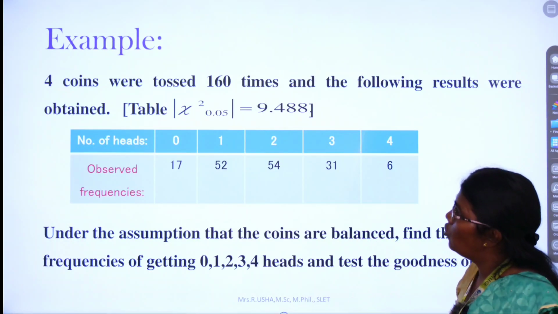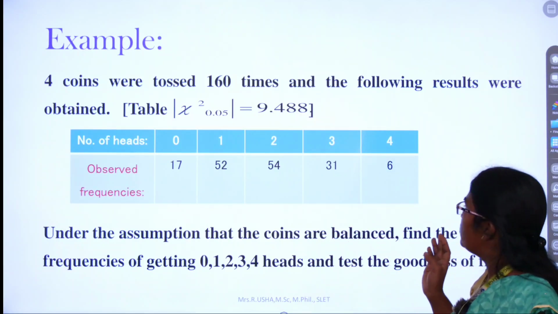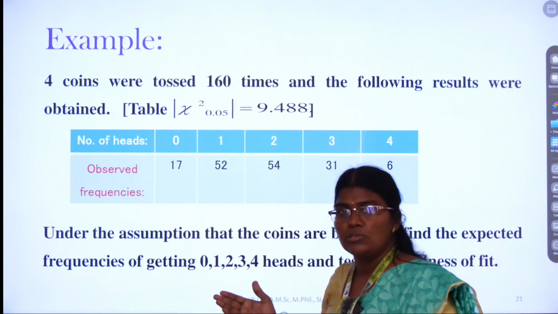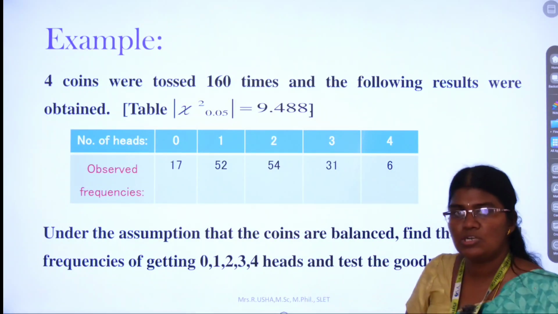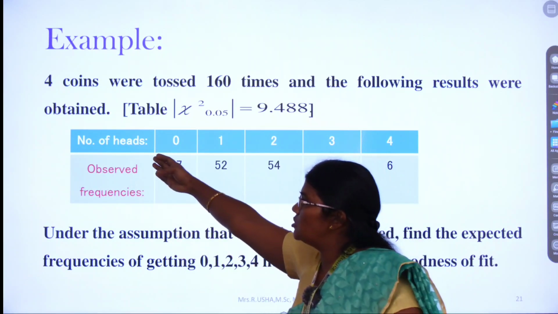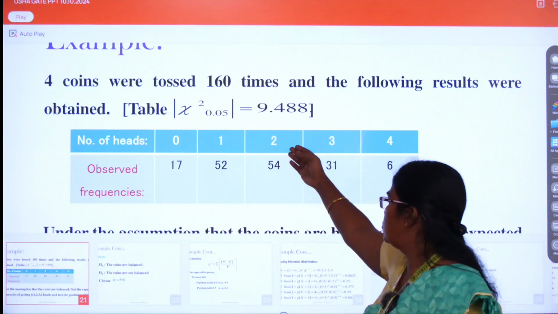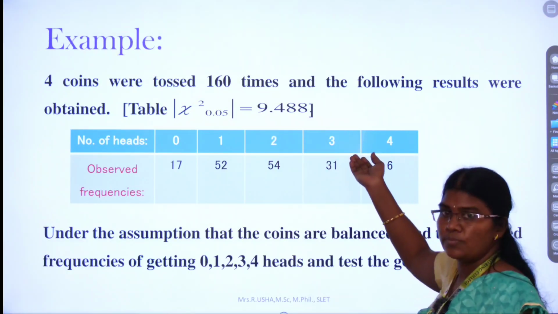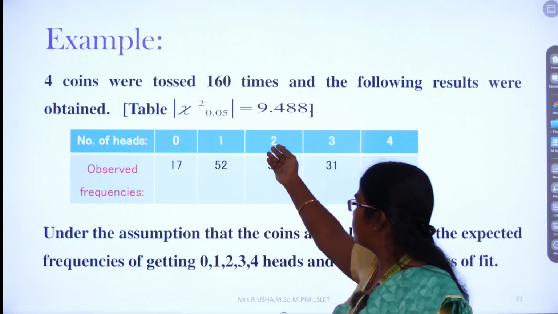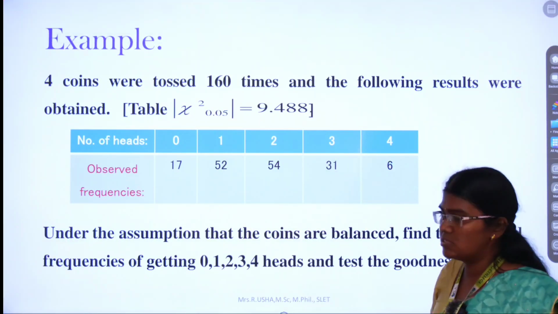It is given that 4 coins were tossed 160 times and the following results were obtained. Here we are tossing 4 coins, so we get the possibility of 4 tails and 4 heads. The observation is about the number of heads: 0 heads, 1 head, 2 heads, 3 heads and 4 heads. The observed frequencies are 17 for 0 heads, 52 for 1 head, 54 for 2 heads, 31 for 3 heads and 6 for 4 heads.